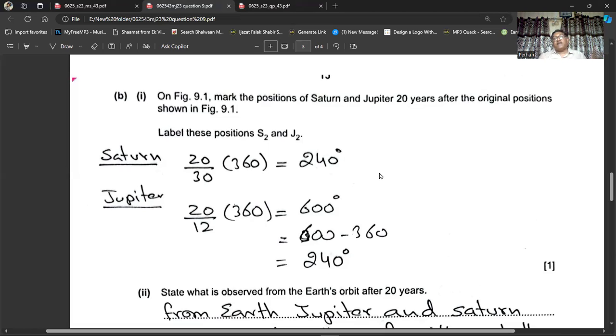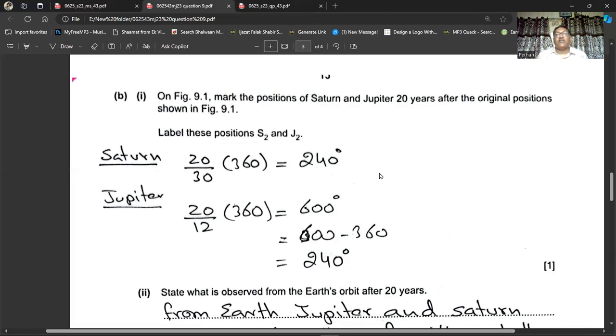Now, Jupiter takes 12 years to complete its orbit around the sun. So after 20 years, 20 divided by 12 multiplied by 360 will be 600 degrees. In one cycle, we have only 360 degrees, so that means it has completed more than one cycle. So from 600 degrees, I will first subtract the 360 degrees for one cycle, and the remaining angle will be 240 degrees.